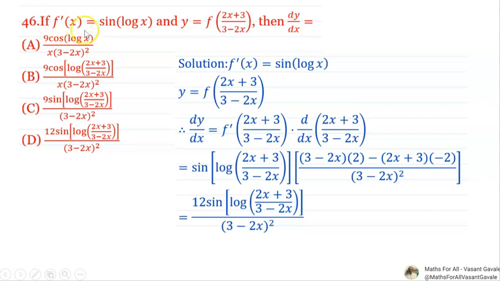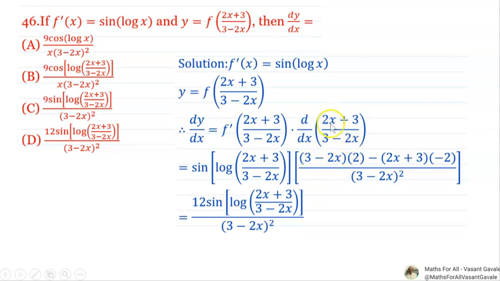f dash of x is nothing but sine of log of x, and therefore here f dash of (2x plus 3) upon (3 minus 2x) म्हणजे काय? तर sine of log of this quantity. What is that quantity? 2x plus 3 upon 3 minus 2x. इथे quotient rule apply केलाय. You can solve the quotient rule.